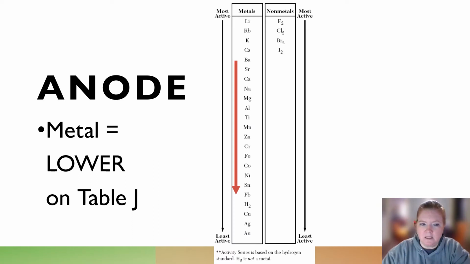And here's the other thing. The anode is going to be lower on table J. Wait, what? Okay, so remember, there's the switch, okay? So what happens is in an electrolytic cell, what was supposed to be the anode becomes the cathode, and what was supposed to be the cathode becomes the anode. So the anode is actually lower, and the anode has a positive charge. So those are two key differences.